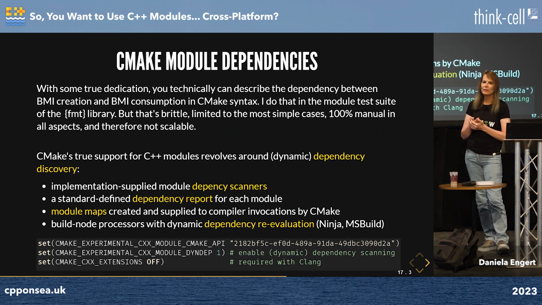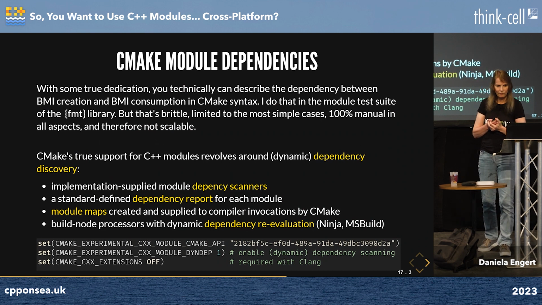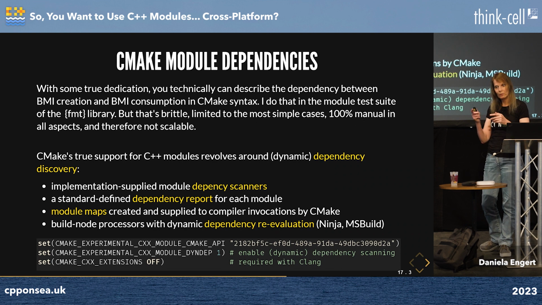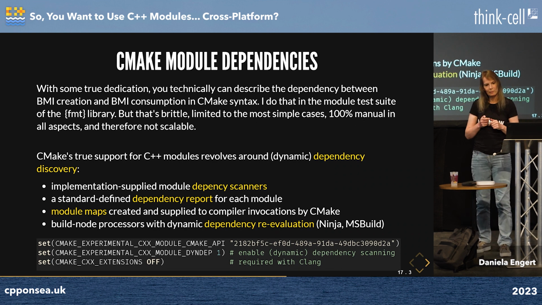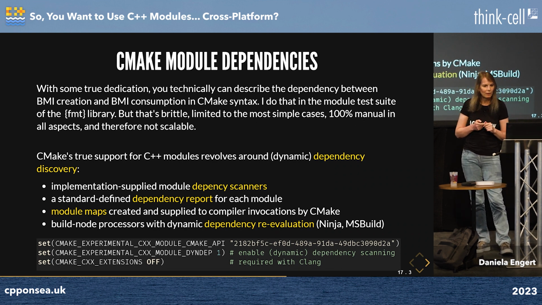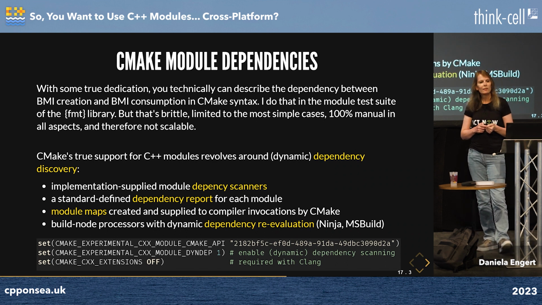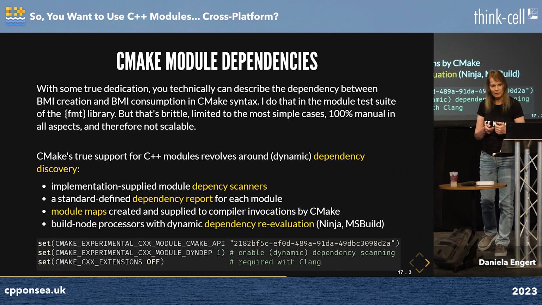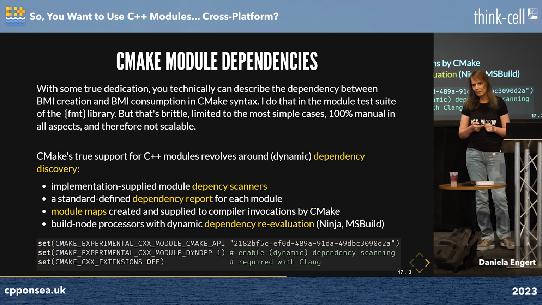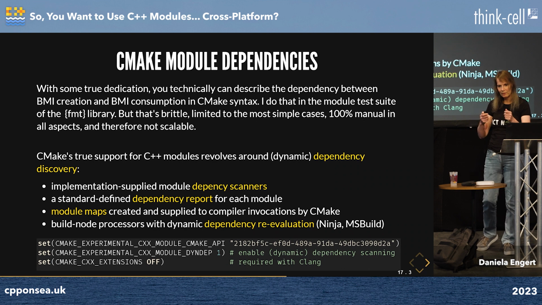And the second piece that you need to use with CMake, and this is also kind of an optional part, even though it's required. If you don't do it, you don't get a module out of CMake. And this is dependency scanning. So CMake requires that the implementation provides dependency scanners, and these dependency scanners report their dependencies in a standard blessed way.